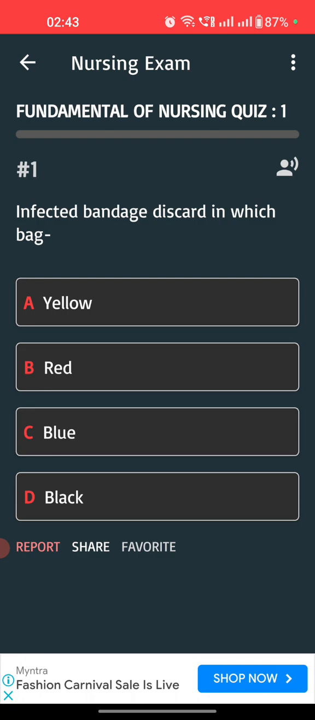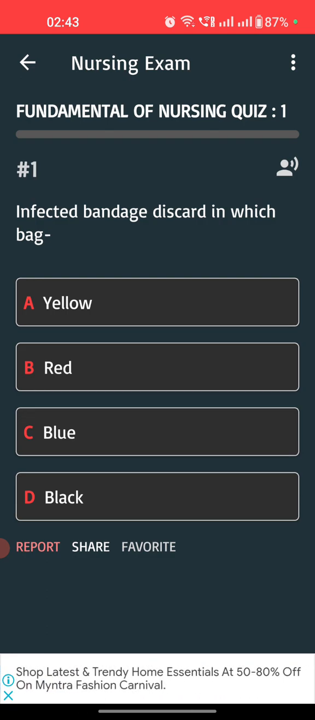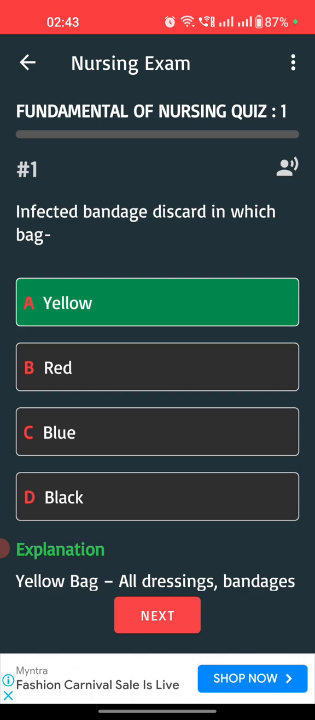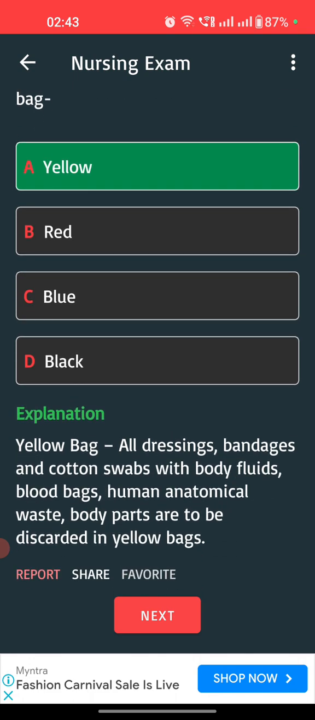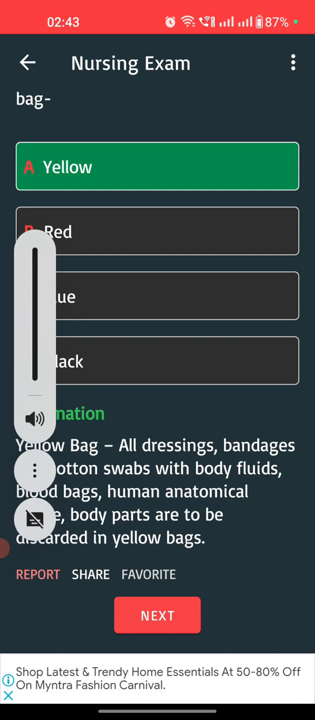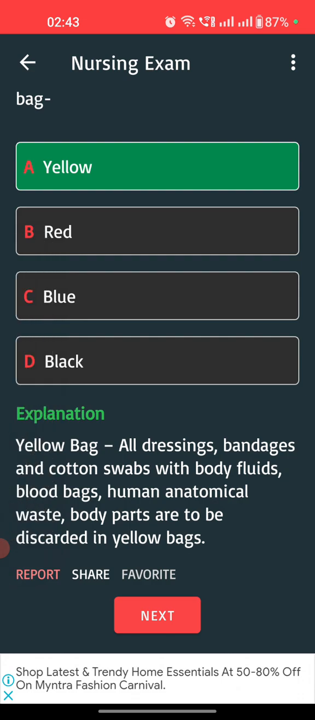Infected bandage, discard in which bag? Yellow. Correct answer: yellow bag. All dressings, bandages and cotton swabs with body fluids, blood bags, human anatomical waste, and body parts are to be discarded in yellow bags.